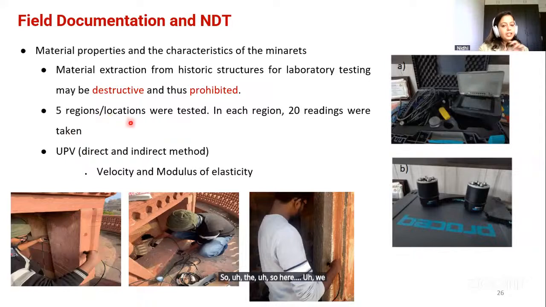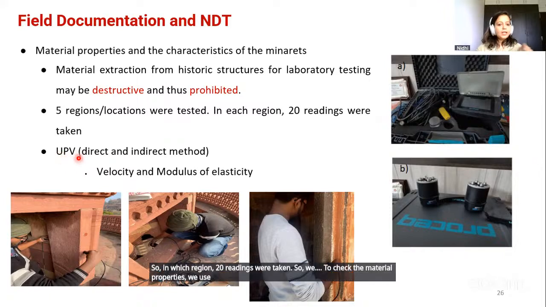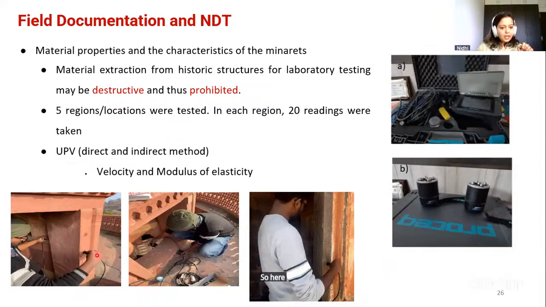Here we can see 5 regions or locations were tested. In each region, 20 readings were taken. To check the material property, we use the UPV. UPV stands for ultrasonic pulse velocity. So here we can see it at 2 locations.